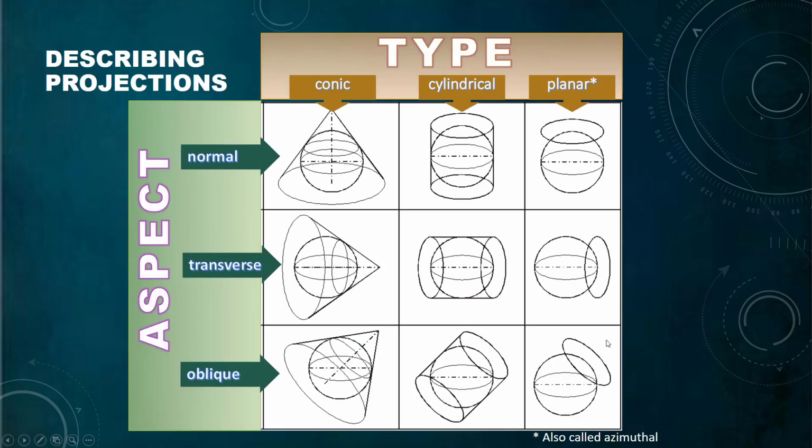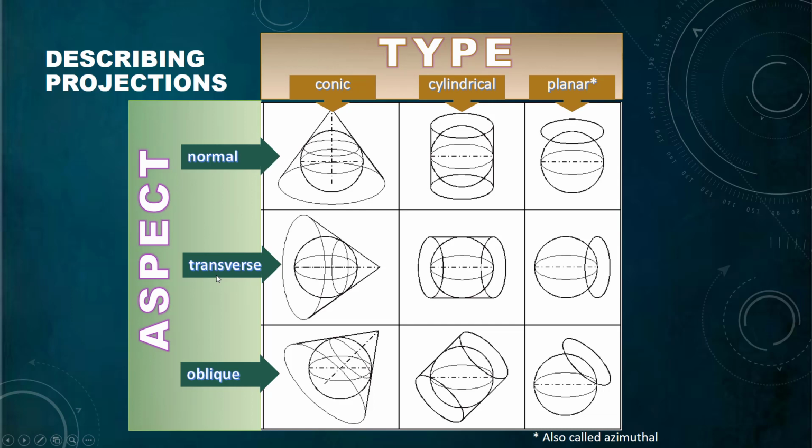So we're going to take those three basic types, the plane, the cone, and the cylinder, and then we're going to add to that three aspects or directions in which you stick that surface on the globe, right? So the normal aspect is what we just looked at. We stick the planar projection on the pole, we wrap the cylinder around the equator, we wrap the cone around and stick it on like a party hat.